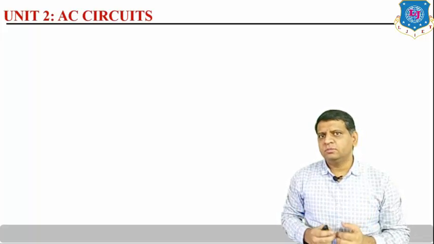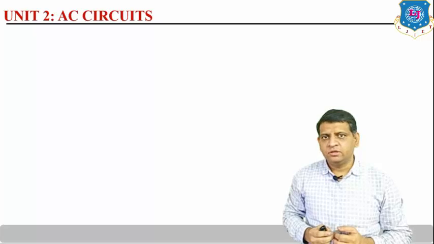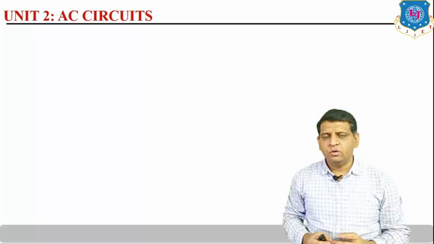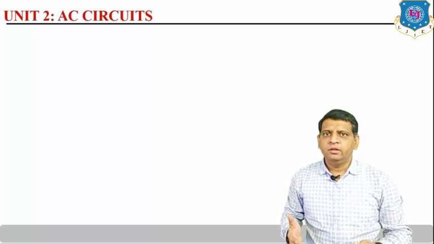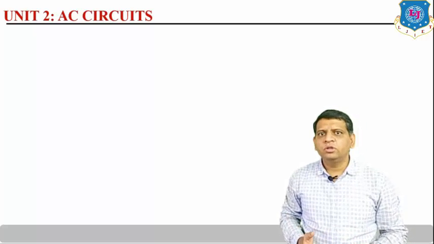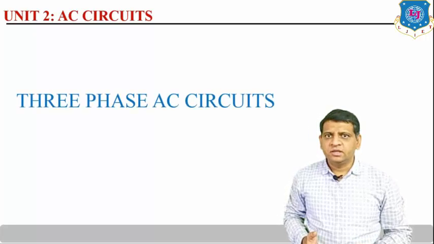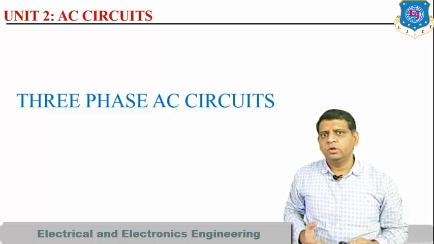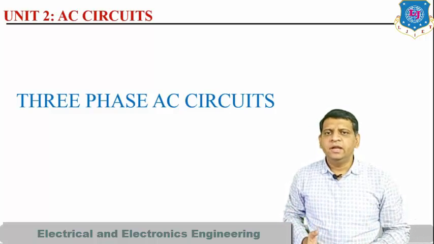We have been learning the subject basic electrical engineering, and so far we have been discussing the chapter AC circuits. In AC circuits, last time we discussed the star 3-phase AC circuit. Again in our 3-phase AC circuit, today we are going to learn about the 3-phase delta AC circuit.